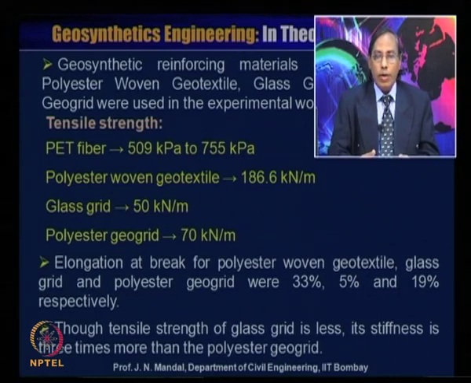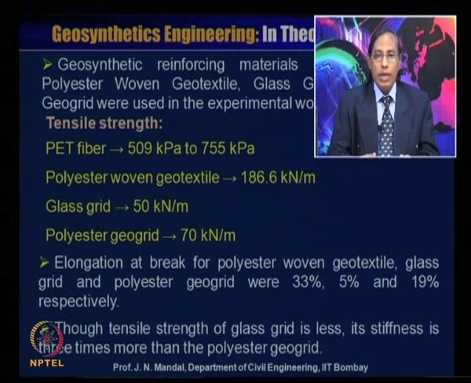The tensile strength of the PET fiber is in the range of 509 kPa to 755 kPa. Polyester woven geotextile is 186.6 kilonewton per meter, glass grid 50 kilonewton per meter, and polyester geogrid 70 kilonewton per meter. The elongation at break for polyester woven geotextile, glass grid and polyester geogrid were 33%, 5% and 19% respectively.